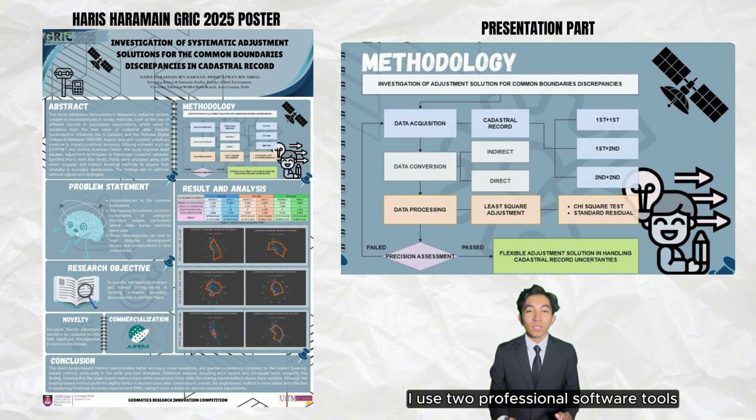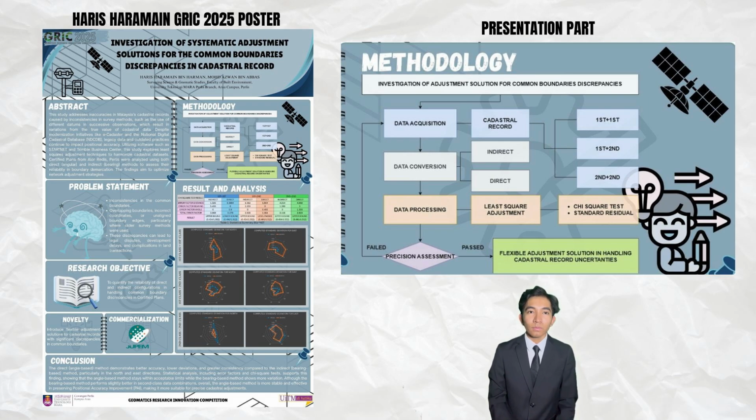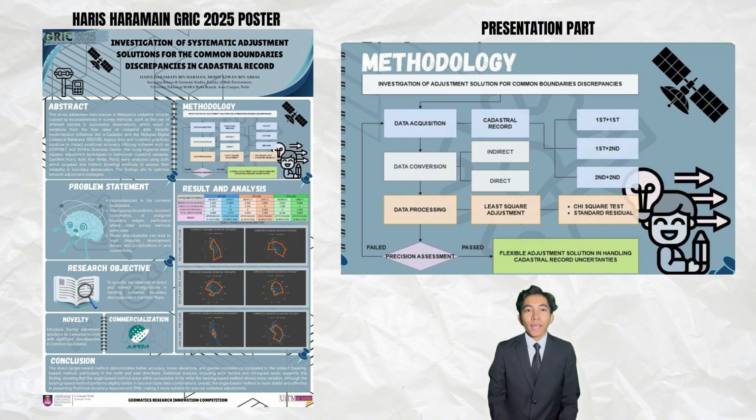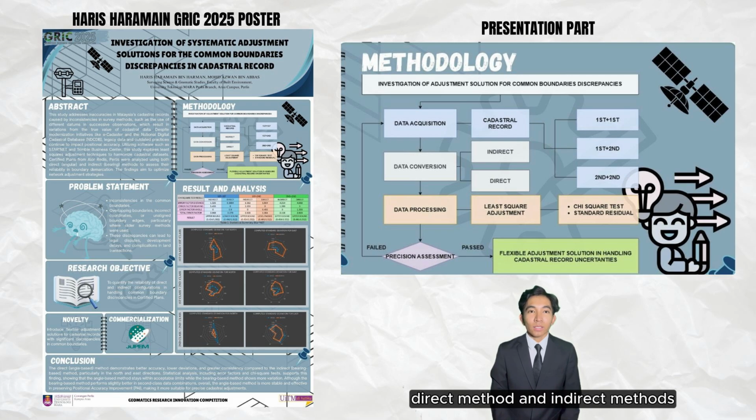I used two professional software tools. Number one, STAR*NET. This applies a least squares adjustment, which is a mathematical process that minimizes overall errors in survey networks. The second one is Trimble Business Center, also known as TBC, a versatile geomatics platform used by professionals for processing field data and running network analysis. We created several network combinations using both direct and indirect methods.